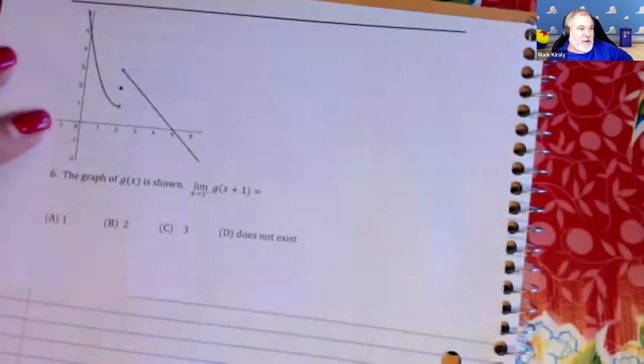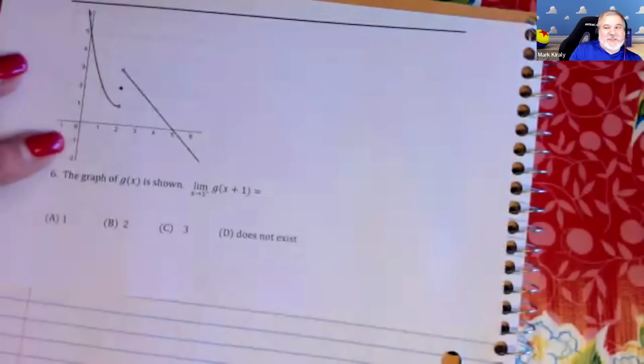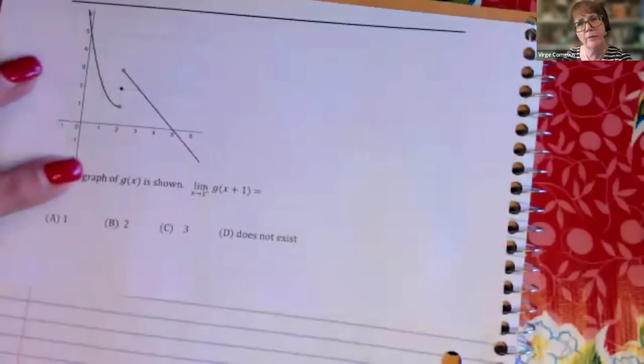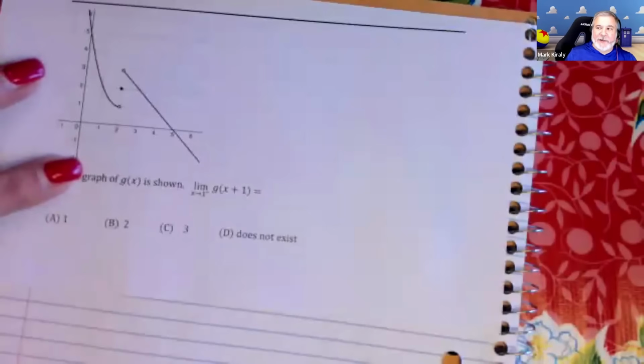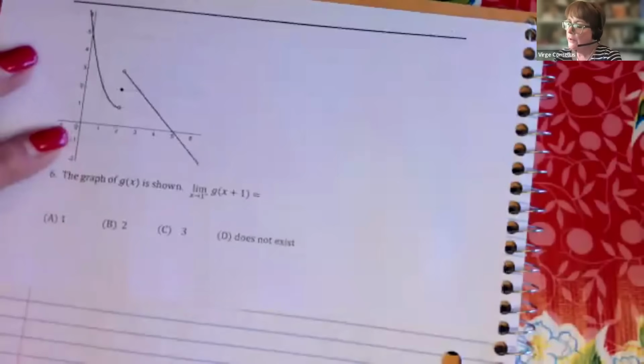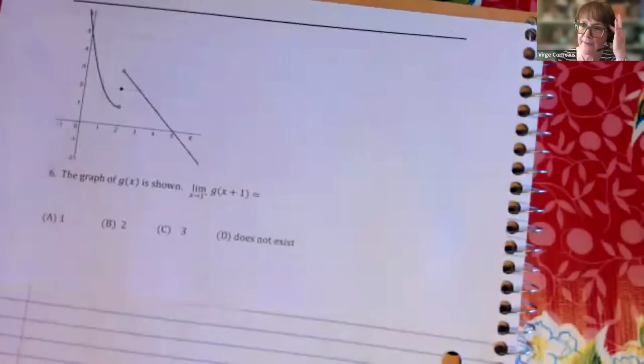Well, I would just focus on that argument, right? Like, what's x plus 1 doing as x approaches 1 from the left? So it's approaching 1 plus 1. So it's going to approach 2 from the left. It's going to be like 1.9 and 1.99 and 1.999.